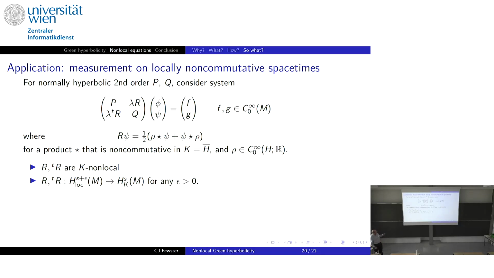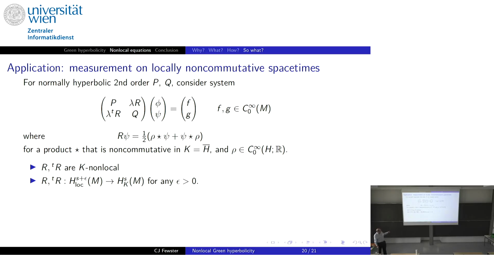So coming towards the end, here is one of the applications we have in mind. This is work in progress with Rainer Ferch. We consider two normally hyperbolic operators, P and Q, and some mixing term, which is in fact going to be built from a non-commutative product, or product of functions, that is commutative outside a compact set K, but inside it's non-commutative. So you've got a nice space-time with something very odd happening inside K.